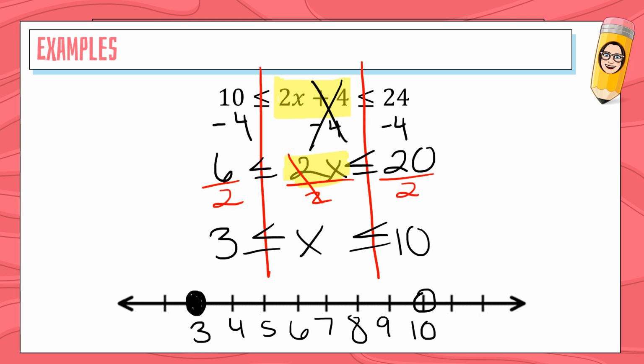And what we're saying is what numbers are greater than or equal to 3 and less than 10? All of these numbers, right? 6 is in between them. 6.5 is in between them. 9.5 is in between them. All the numbers in between are true.